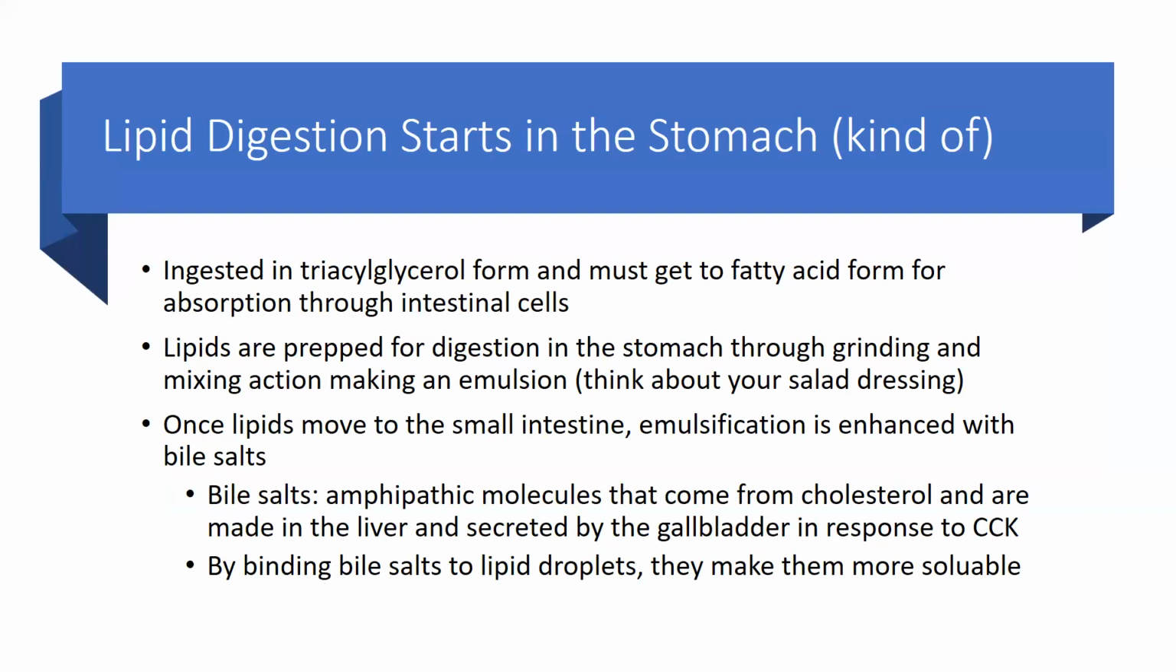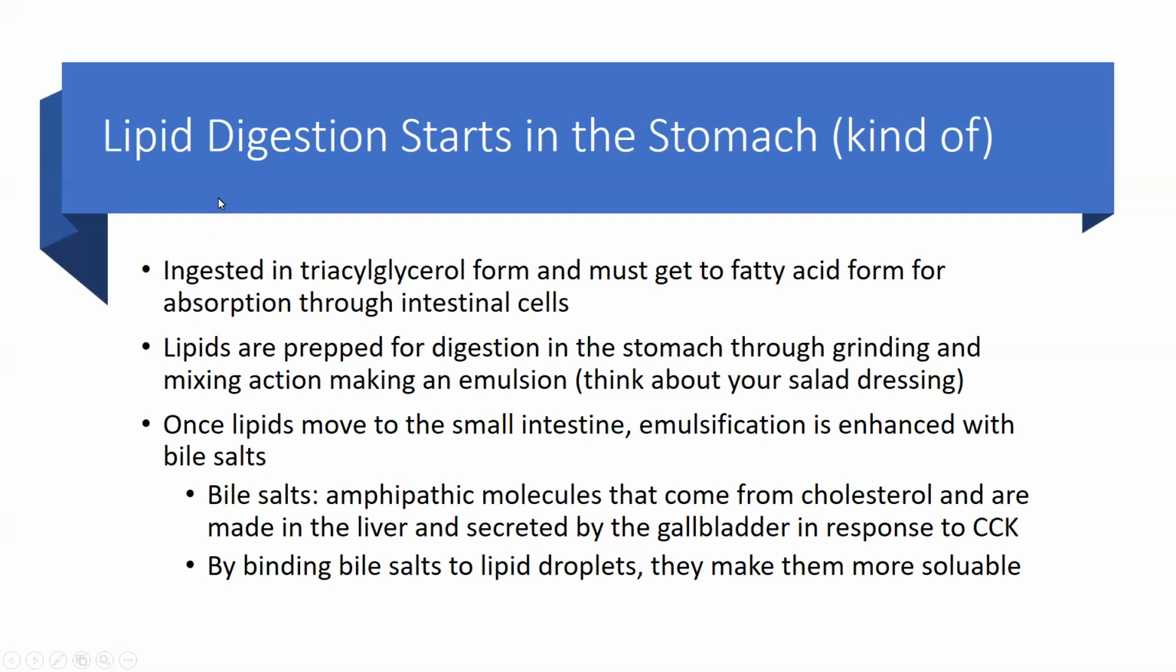When we digest lipids, we kind of start in the stomach. I mean, we do mastication, and then in the stomach, we get to start doing things with the churning. We ingest them in the triacylglycerol form, and we need to get them to fatty acid form so that they can be absorbed. So that's our goal, from triacylglycerols to fatty acids.